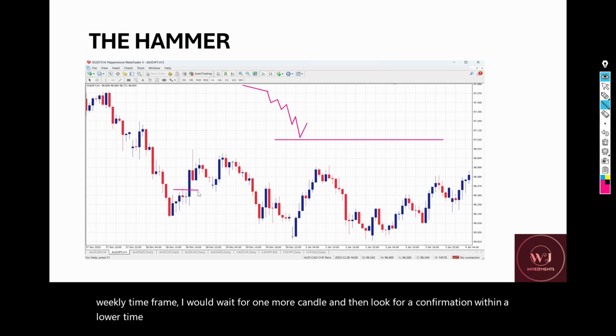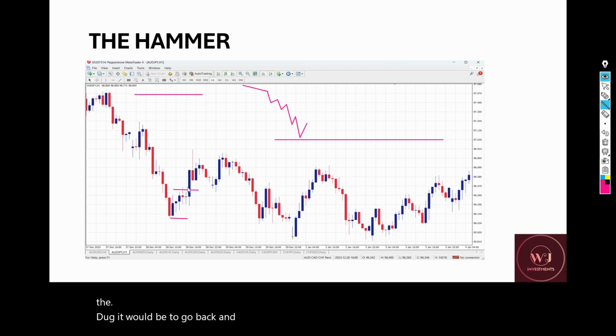So the entry would be around where this line is, and the stop loss is here. So the target would be to go back and fill this gap, which was created by this big drop in the market, but it was unsuccessful.